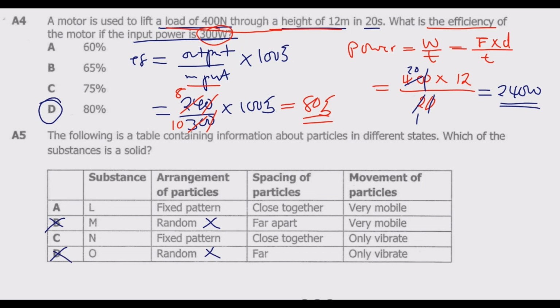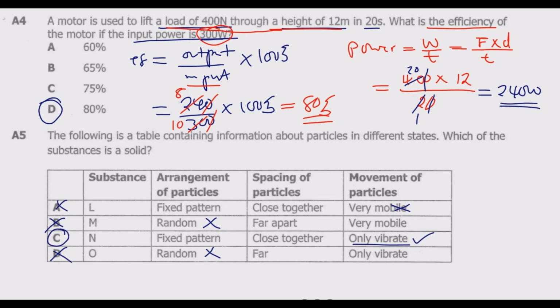Then the spacing of particles: closely together. Then also C, close together. In this case, we cannot distinguish between A and C. They still remain similar. Then movement of particles. We have A, very mobile. In a solid, particles are not very mobile. They are very mobile in gases, then mobile in liquids. So you notice that this is incorrect. So A cannot be correct. Then only the vibrate, which is correct. So C is the correct answer.